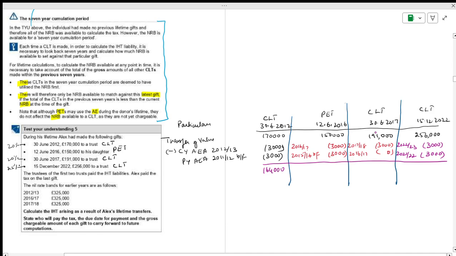150 minus 6, 144. Is it right? 191 minus 3, 188. 256 minus 6. How much? 250. Okay, 250.